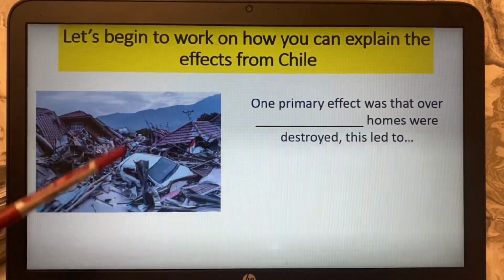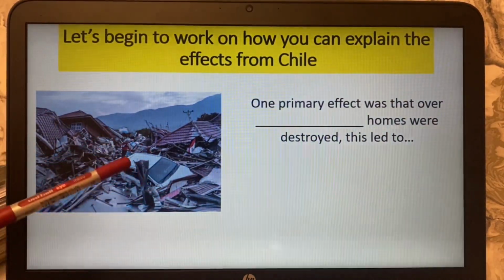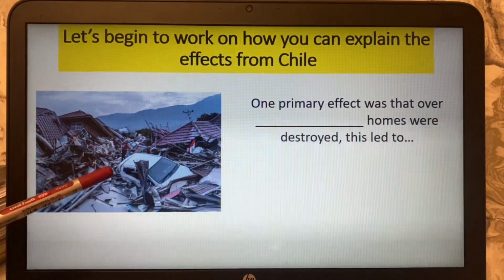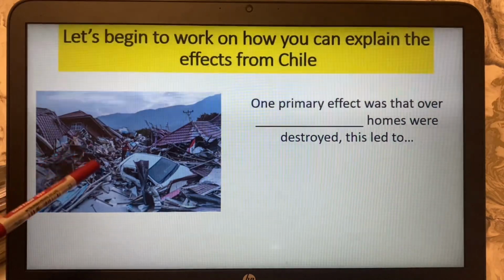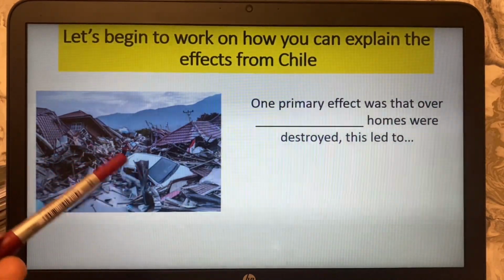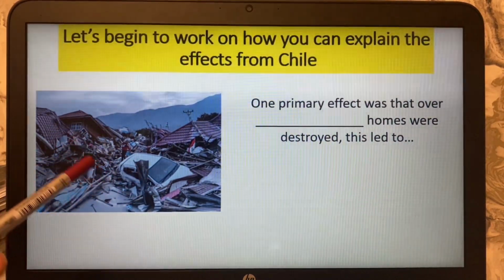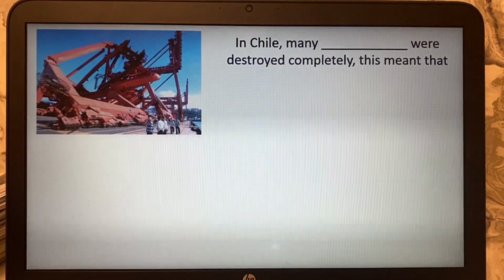But again, how would you explain that? You could easily talk about how it led to thousands of people becoming homeless, staying in homeless shelters. Many of those people had to stay in shelters that were already overcrowded, where disease was quite high amongst them. Again, another primary effect that is so easy to explain.